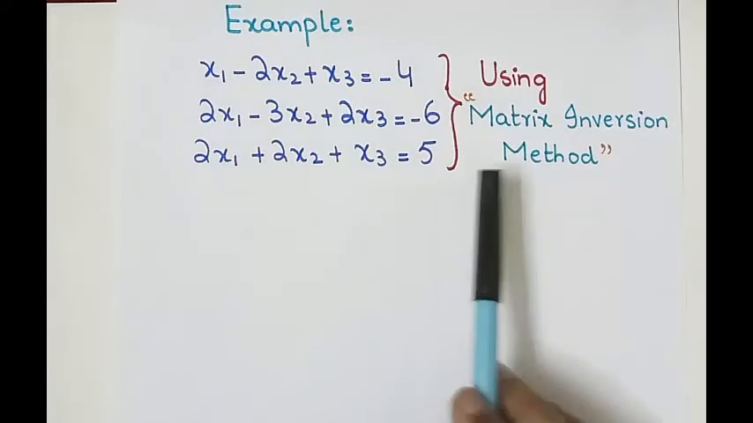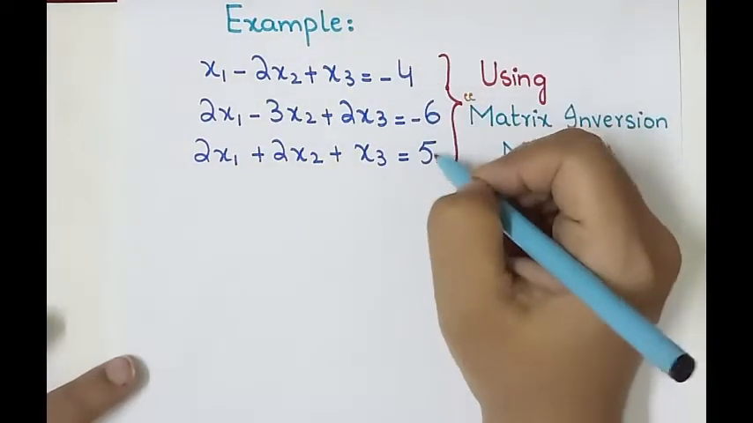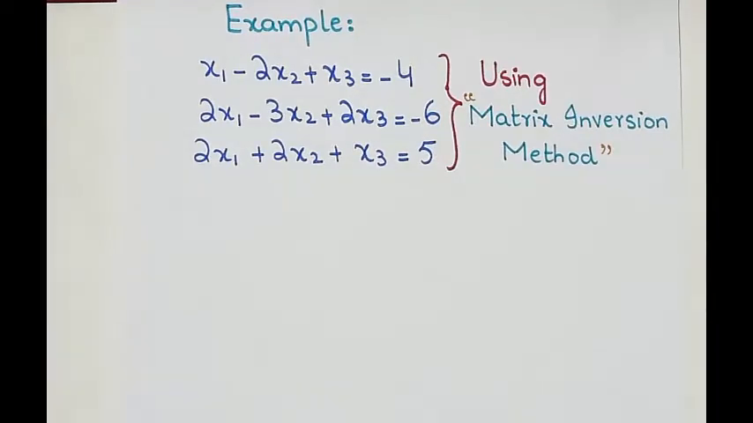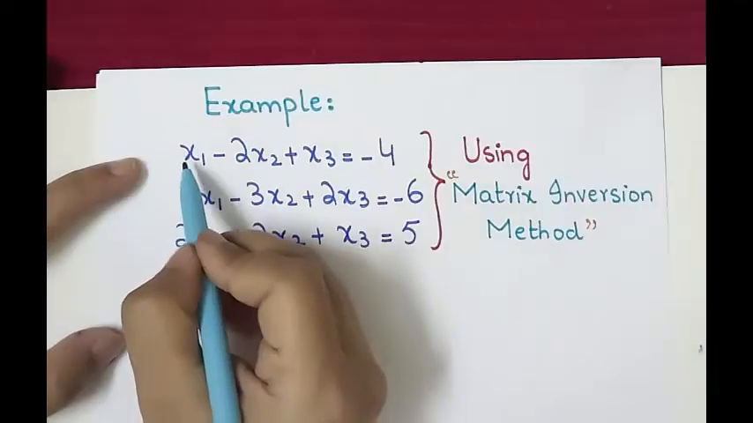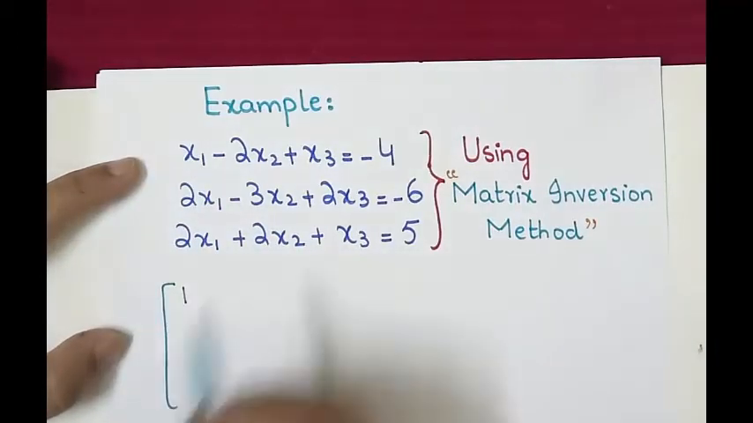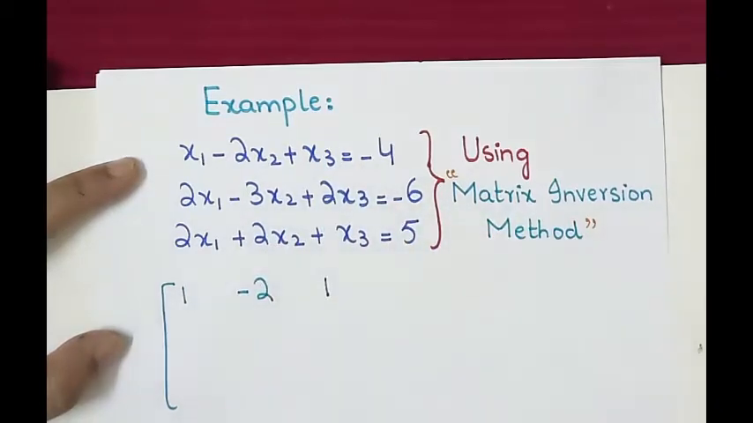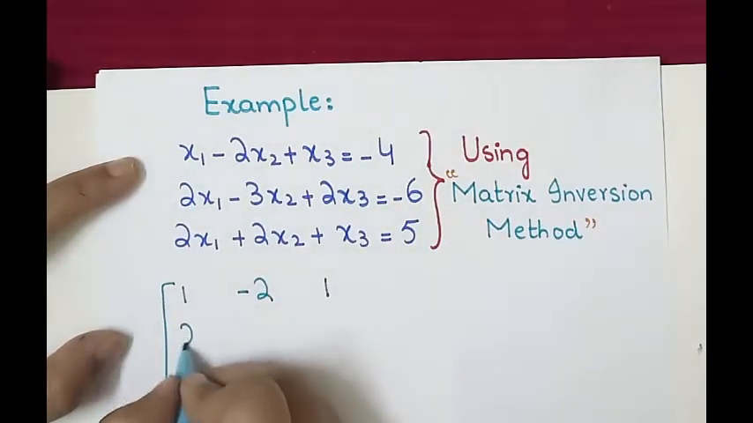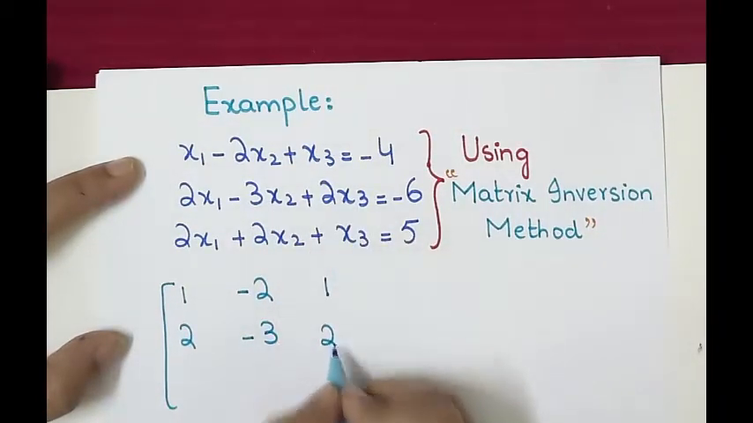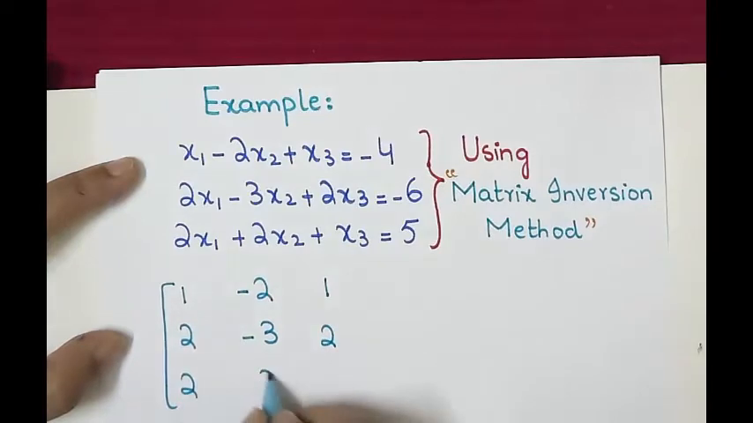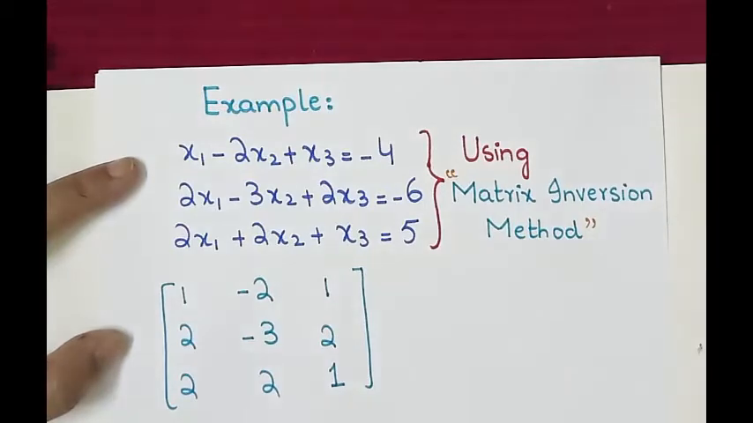So we have a system of linear equations which are non-homogeneous since their constants are not equal to 0. Right? So first we will write the matrix A. The coefficients of x1, x2, x3 in the first equation are 1, -2, 1. Then we have coefficients 2, -3 and 2. Then we have 2, 2 and 1. This is the matrix we have.